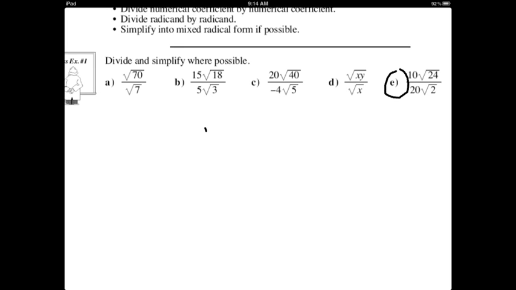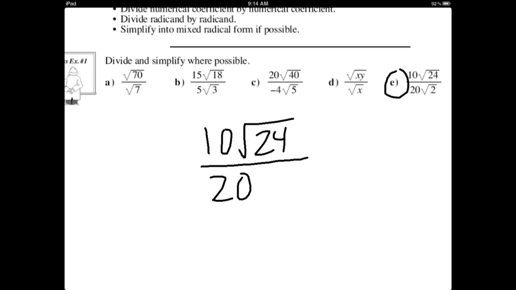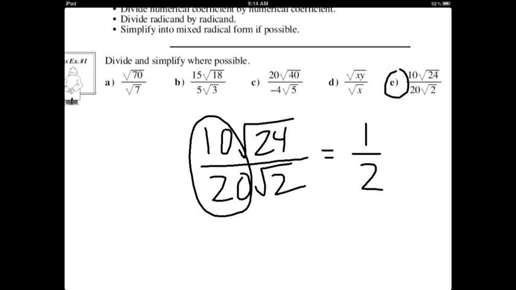For e, you've got 10 root 24 all over 20 root 2. Indexes are the same. Let's start with the coefficients. 10 over 20. Well, 10 doesn't divide by 20, I guess, and give you a whole number. But this can be reduced into a fraction. This here is going to be basically 1/2. 24 can be divided by 2. That's going to give you a root 12.